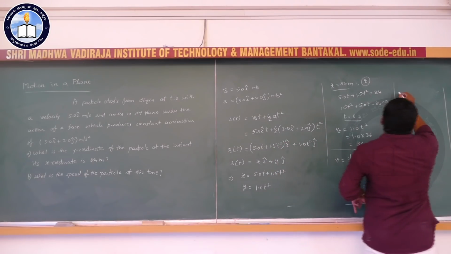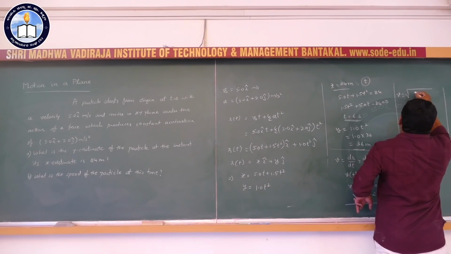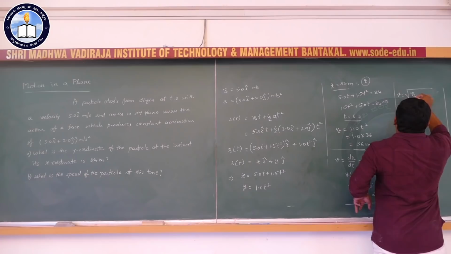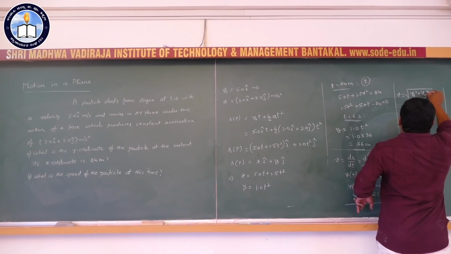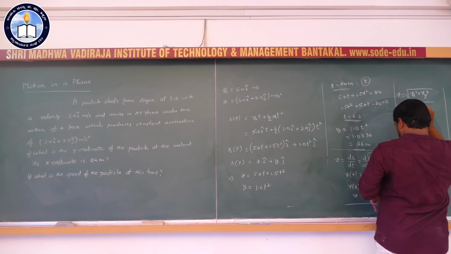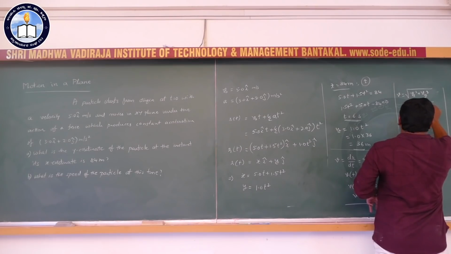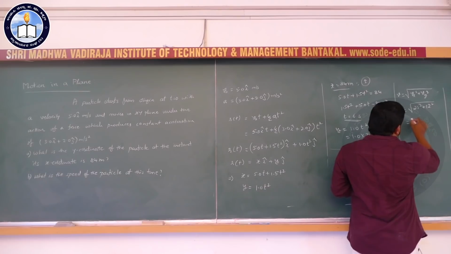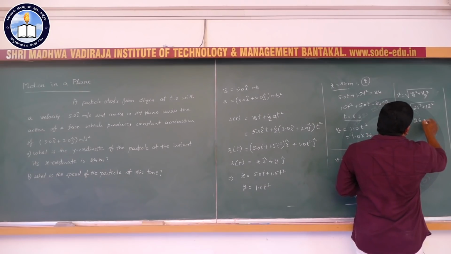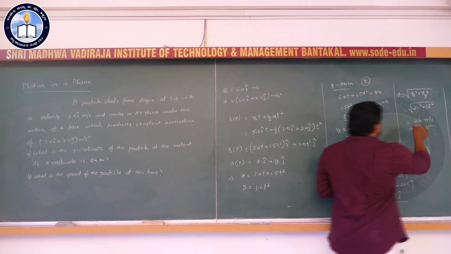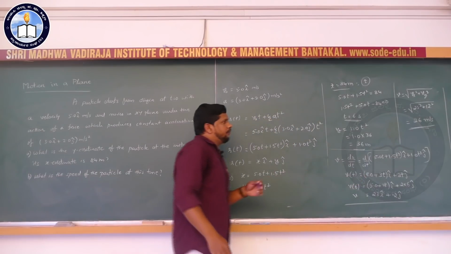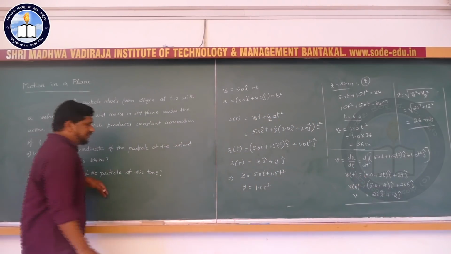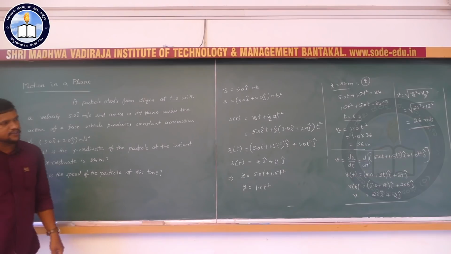Here the magnitude of V is equal to square root of Vx square plus Vy square, that is 23 square plus 12 square, that will be equal to 26 meter per second. The magnitude of velocity will be equal to 26 meter per second.